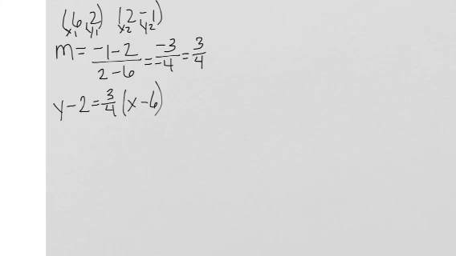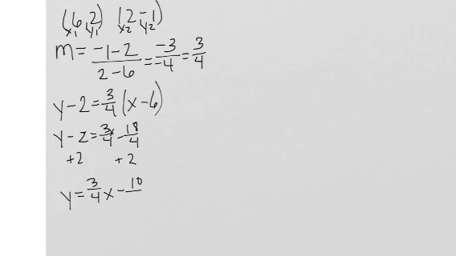While this equation would suffice, I also know that in part C of this problem, I'm going to need to graph it. So I'd like to turn this into the slope-intercept form, as that's the easiest form for graphing. My first step then is to distribute the 3/4 and then add 2 to each side. So my equation in slope-intercept form is y equals 3/4 x minus 10/4.